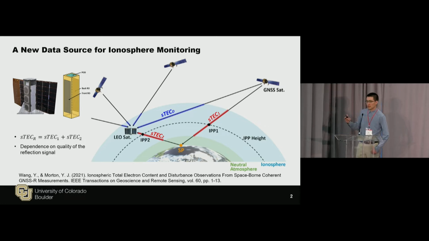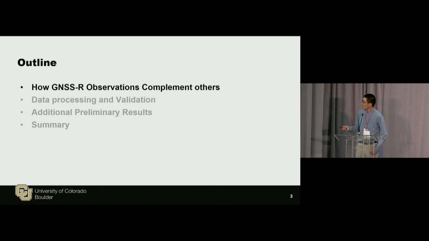And we have demonstrated this approach with real data from Spire's CubeSats. And these CubeSats were designed for radio occultation and adjusted to process this reflection signal. So there are quite a few problems with these kind of receivers on board these CubeSats, but it's pretty good to have this opportunity to demonstrate this approach using these real measurements. For the rest of this presentation, I will start with a discussion on how this GNSS observation can complement other GNSS observations.